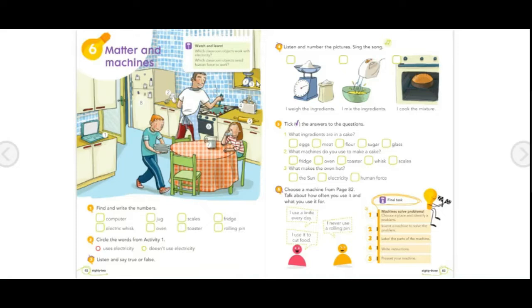Again, you can go to the kitchen, or you can ask your parents, or you can look at all these objects on the internet, up to you, okay? But you don't have to write anything in the book or on another page. Activity number 4. Listen and number the pictures. Sing the song, okay? So you have to listen now. Listen and number the pictures. Sing the song.